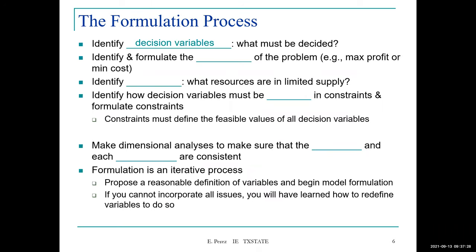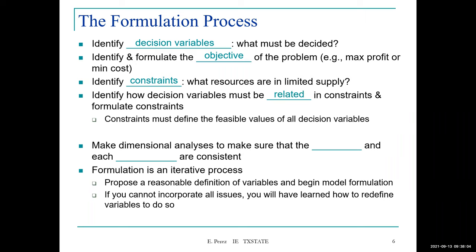Formulation process. As I mentioned already, you start by identifying the variables. So what are the decisions that you have to make? And then identify and formulate the objective of the problem. Typically, this is in terms of maximization of profit or minimization of cost. Then you are going to identify the constraints in terms of what are the resources that are in limited supply. Those are the ones that are going to constrain my decisions. And then identify how the decision variables must be related in constraints and formulate those constraints.